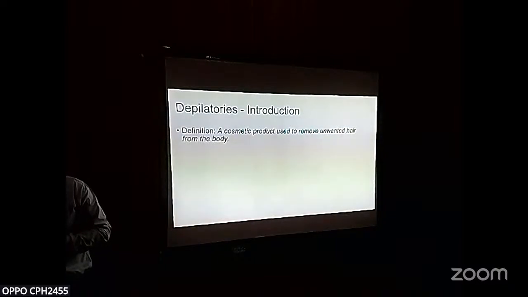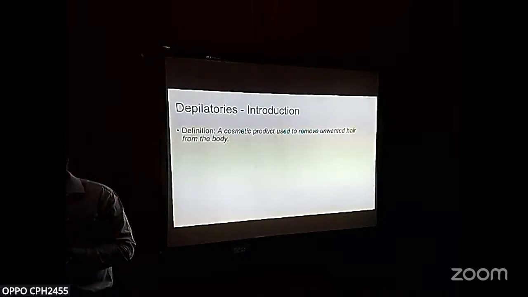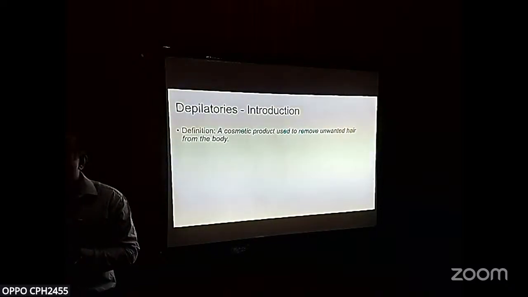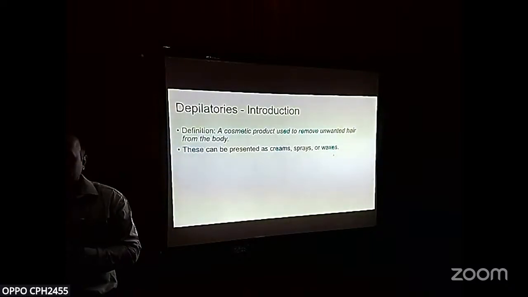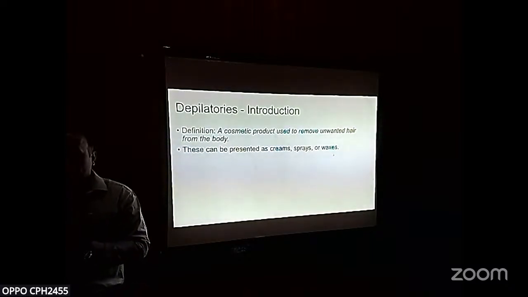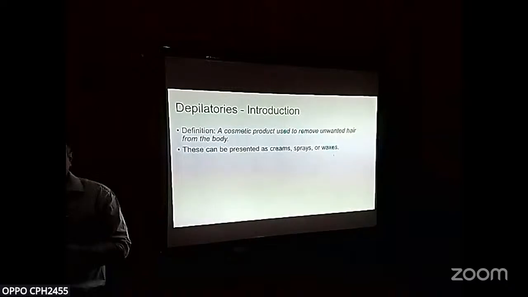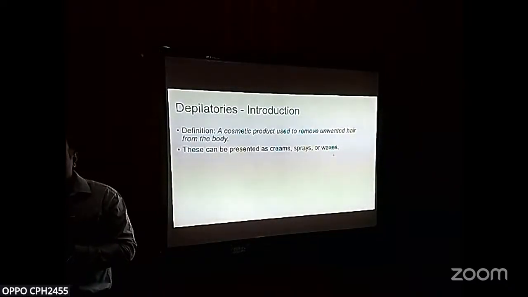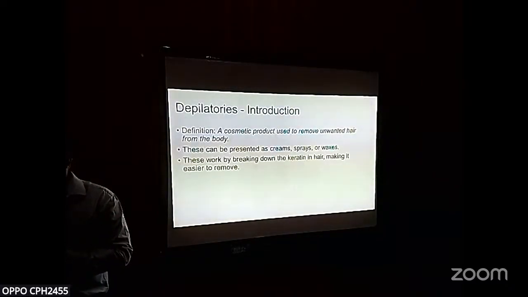Now, the next category is the depilatories. As the product says, it is normally used to remove unwanted hair from the body. And these are presented as creams, sprays, and waxes. I need to highlight that the standards are available only for creams and waxes. There are no standards as such available for the sprays.